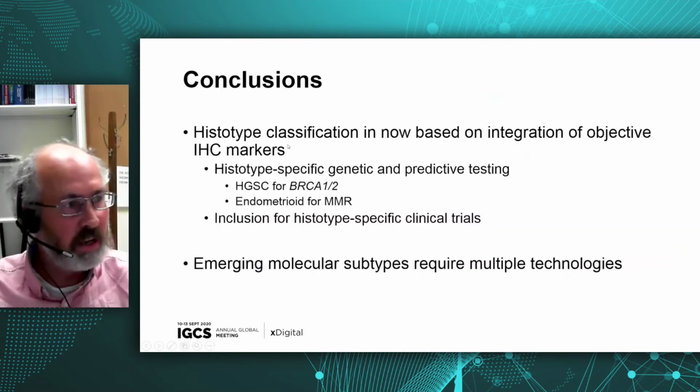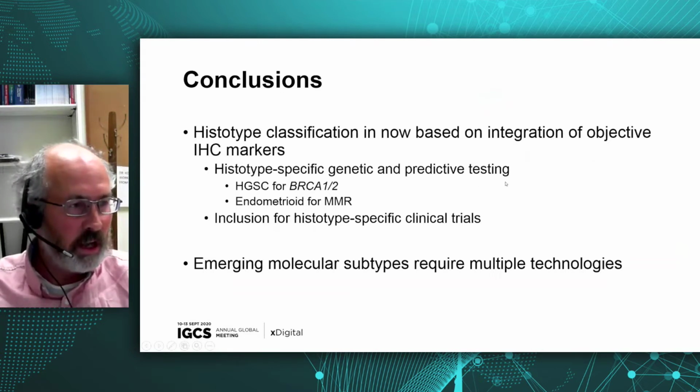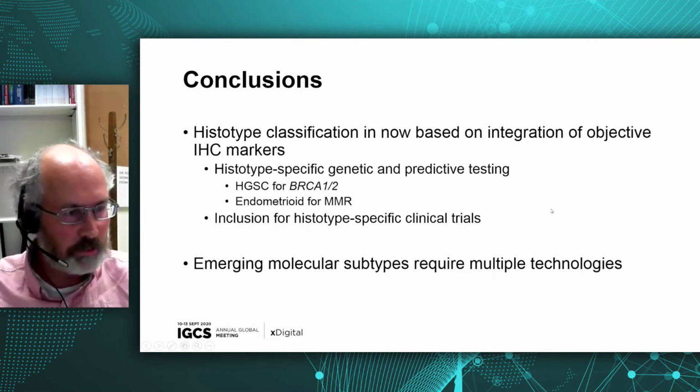In conclusion, histotype classification is now based on an integration of objective IHC markers, and histotype-specific genetic and predictive testing should be performed. So that means high-grade serous carcinoma should be tested for BRCA1 and endometrioid carcinoma for mismatch repair deficiency. This has also important implications for the inclusion in histotype-specific clinical trials, and emerging molecular subtypes require multiple technologies.